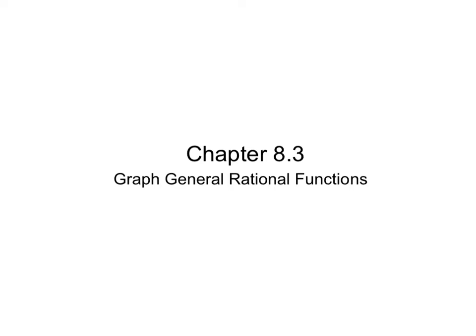Today we're going to be covering chapter 8.3, Graph General Rational Functions. We already know that the form of our rational function is f of x equals p of x over q of x. Now we can expand this because we know that these are polynomials once again.